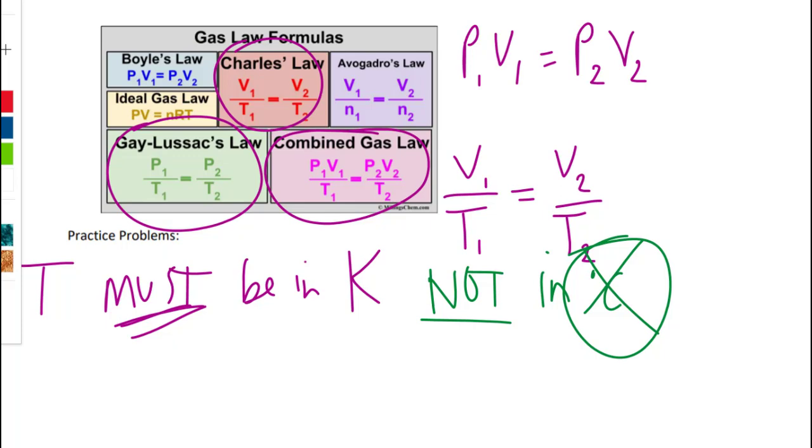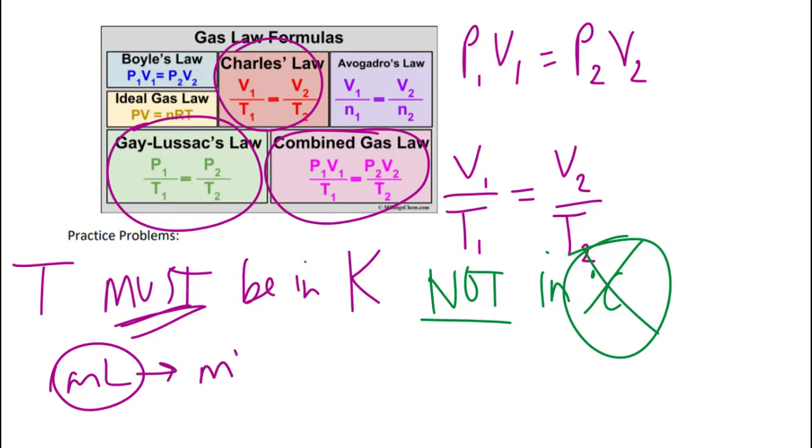So you can have milliliters, but if you're using volume with milliliters, then your other volume must be in milliliters. We can't compare liters to milliliters. And same with pressure. If we're using atmospheres, then that's great. Just make sure that both of your pressures are in atmospheres.